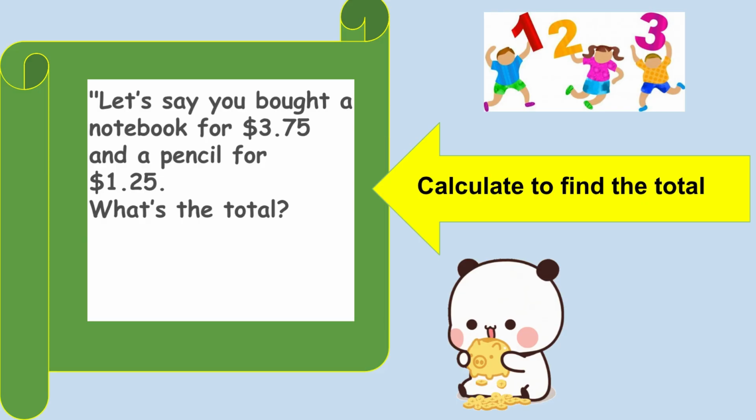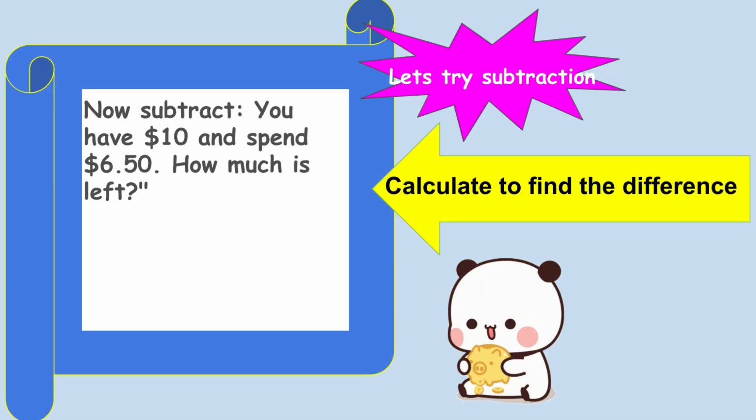Let's say you bought a book for $3.75 and a pencil for $1.25. What's the total? Calculate to find the total. Again, you can pause and solve. Let's try subtraction. Now subtract. You have $10 and you spend $6.50. How much is left?